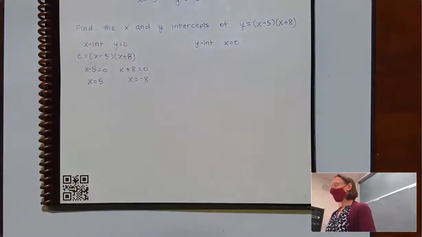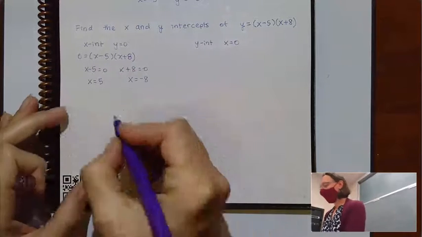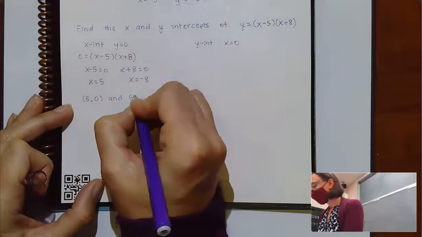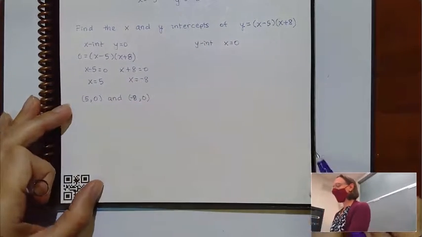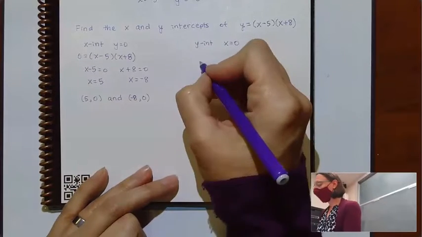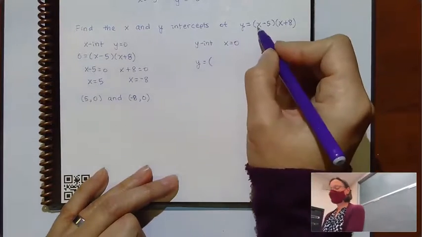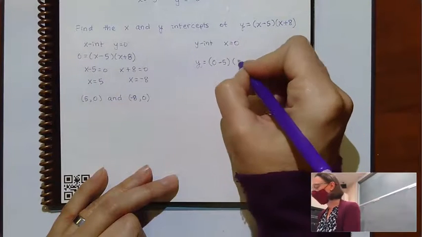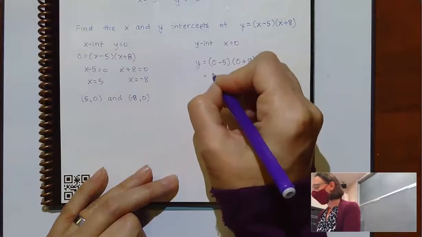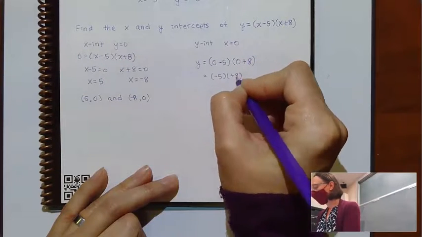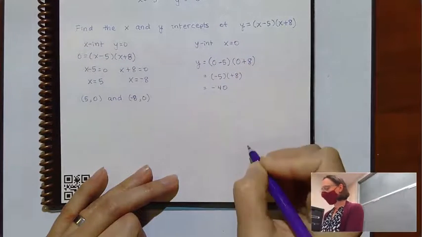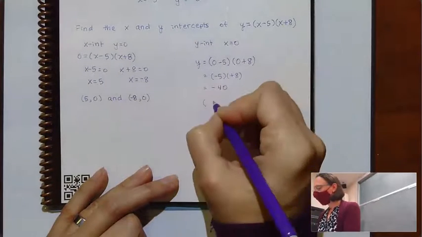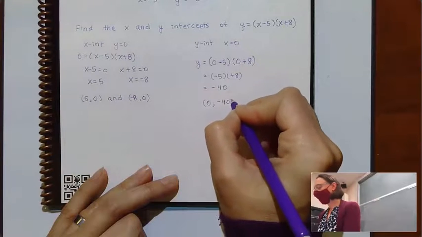Now that means that my intercepts as an ordered pair are 5, 0 and -8, 0. When I go to find the Y-intercept, I'm setting X equal to 0, which means I'm plugging in 0 everywhere I have an X. So I would have 0 minus 5 times 0 plus 8, or negative 5 times positive 8, which should be negative 40. So as an ordered pair, the X value was 0 and the Y value was negative 40.